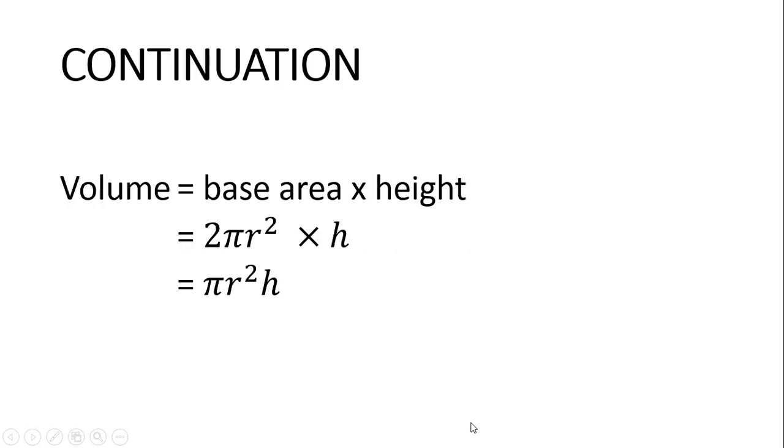Volume, like we said, is the base area of any shape times the side. The base area is pi r squared. Sorry for this two, it's not supposed to be there. Pi r squared times h, and that will give us pi r squared h.